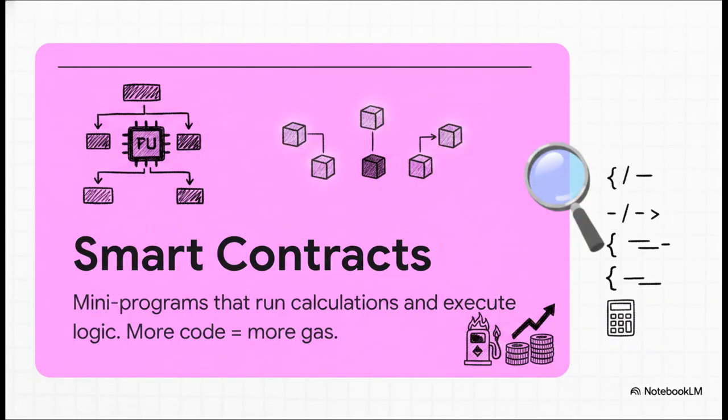And the reason for this big difference almost always comes down to smart contracts. These are basically mini programs that run on the blockchain to execute logic, run calculations, and move tokens around. And the golden rule you need to remember here is more code equals more gas. Because smart contracts have much more complex logic, they inherently require a lot more computational steps from the network. And that significantly drives up that gas used metric we were just talking about.